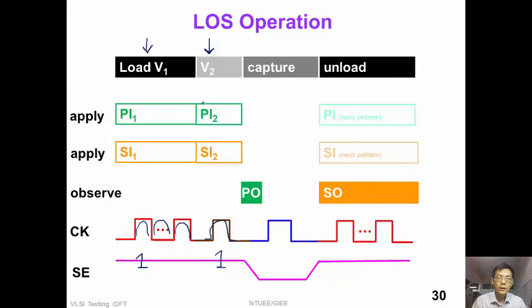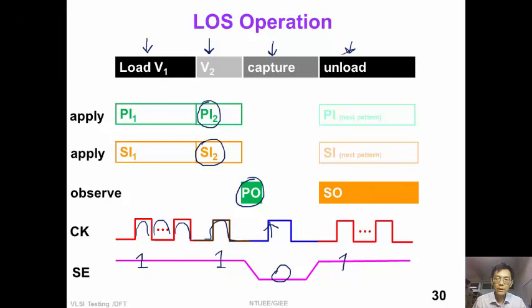And we apply a second pattern, PI2. We also apply 1 bit of SI2. After that, we would observe the primary output and pulse a clock to capture the flip-flop. At this time, scan enable is held at 0. After the capture cycle, we will unload the scan outputs.